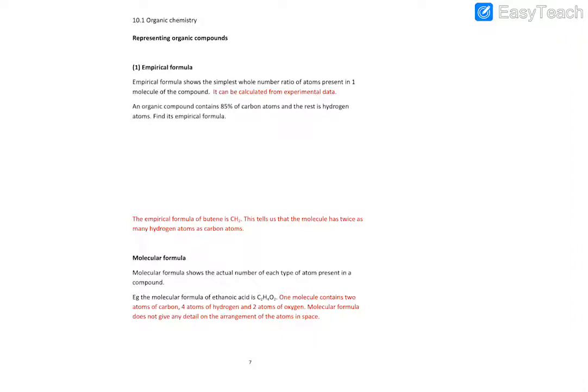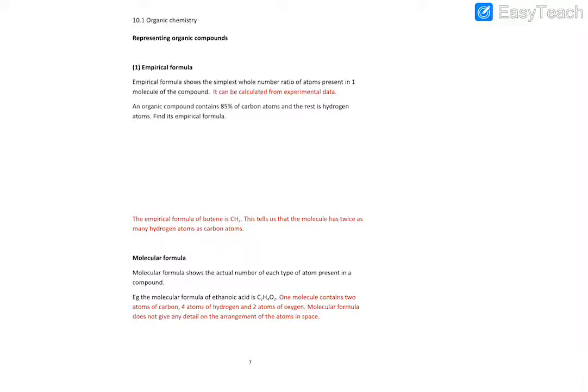Now, organic compounds can be represented in different kinds of formulas. You have empirical formula, molecular formula, skeletal formula, displayed formula, full displayed formula, or full structural formula. These are all different kinds of representations.